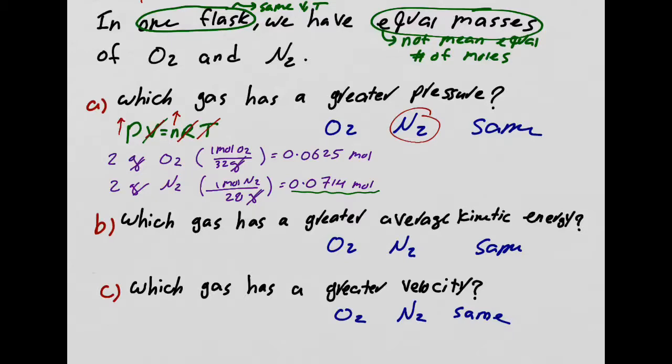Alright, next one. Which gas has a greater average kinetic energy? Hopefully, what you are telling me right now, even though I can't hear you, is that this is the easy one. Which one has a greater average kinetic energy? We said that average kinetic energy is dependent on temperature. Average kinetic energy only depends on temperature. Now, do you agree that they are in the same flask? If they are in the same flask, that means they have the same temperature, so they have the same average kinetic energy.